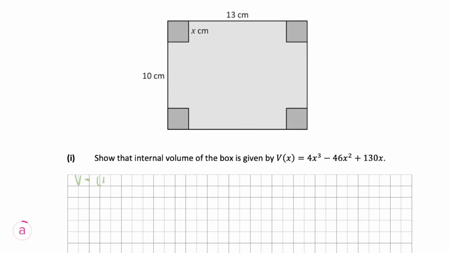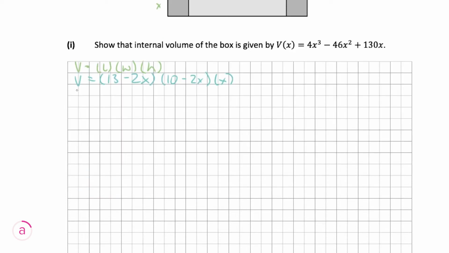Okay, the first thing we want to do is we know that the volume is going to be equal to the length by the width by the height. And we're going to say the length is going to be 13 minus 2x. Then we can say that the width is going to be 10 minus 2x. And the height is going to be x, as it was a square that was cut out.